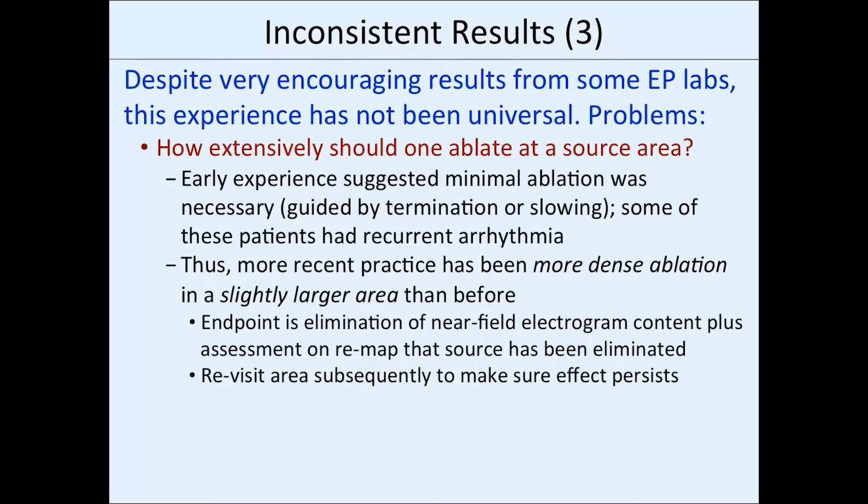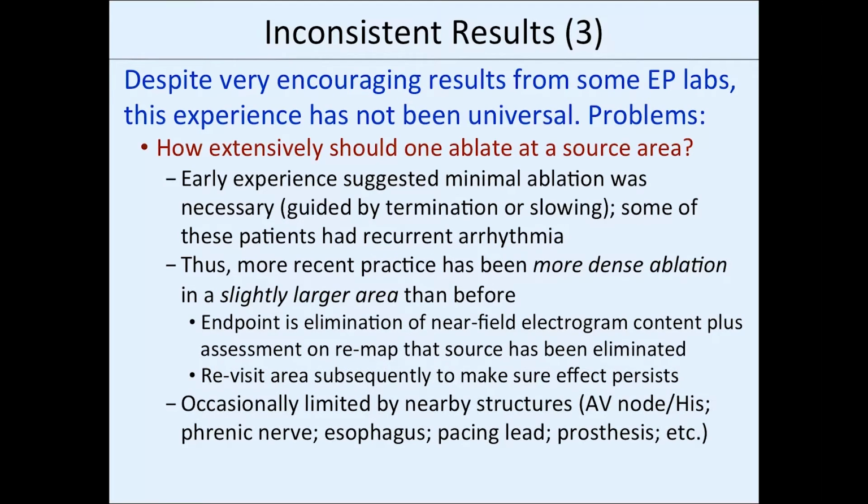I revisit that area if we're in the same atrium to make sure that we haven't just had some edema and knocked down the signals, but they're still robust. I'll go ahead and ablate those areas again if necessary. That's not very common nowadays with irrigated ablation, but it does happen sometimes. Occasionally, our sources point us to areas that we would not like to ablate, such as the AV node or His, the phrenic nerve, the esophagus, where a pacing lead is, or very near a valve prosthesis. That's not a very common situation, but it could occur.